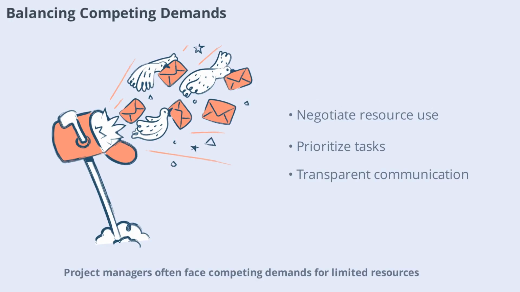Project managers often face competing demands for limited resources. Balancing these demands requires negotiation, prioritization, and sometimes compromise. By maintaining open communication with stakeholders and being transparent about constraints, you can find solutions that keep your project moving forward. Let's look at some techniques for balancing competing resource needs.